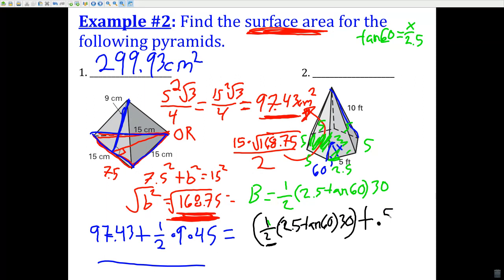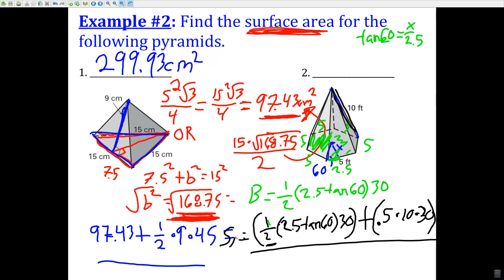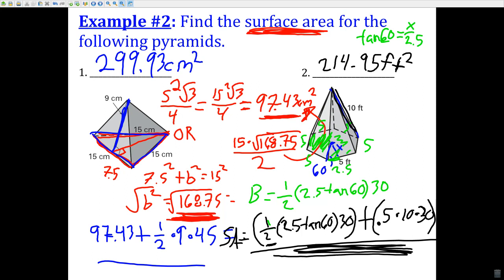So 0.5 times slant height, we just said that was 10, times 10 times the perimeter. We just found the perimeter is 30. Woo! That does look like a lot, but that's our formula from before. This is our surface area. Great. Punch all that in the calculator. You get 214. Well, I got 214.95. Hopefully it's around there. Like I said, if I type something in the calculator, that could be off, but I would think this is the correct way to punch it in.